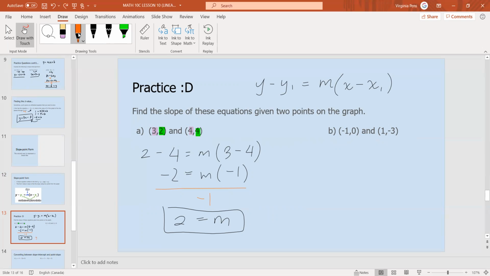Maybe I shouldn't use orange. We have y minus y1, and we can use any point, it doesn't matter. Let's just use the first one. y minus 2 is equal to m, which is 2, times x minus 3. That's the point slope equation for this line. Yay.